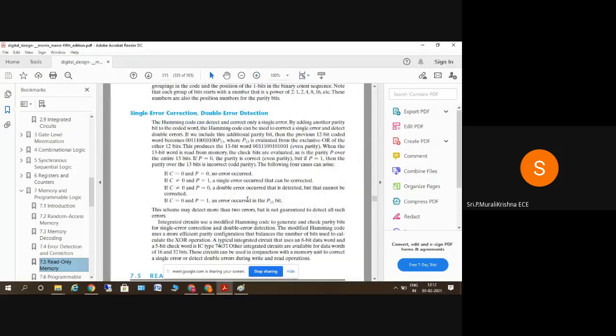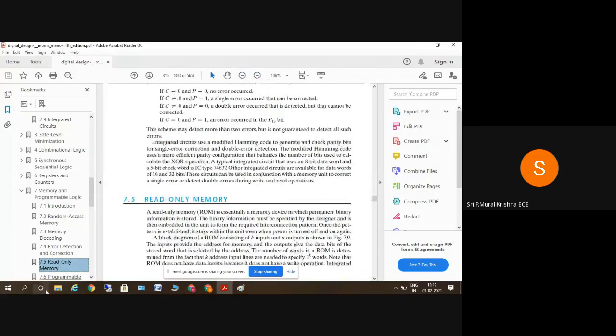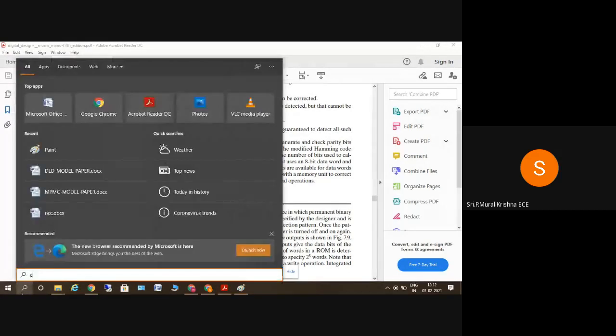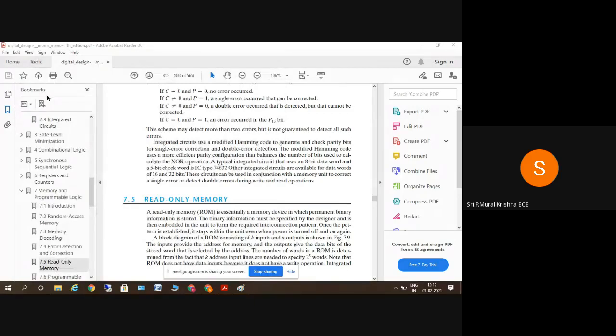So the read-only memory is for permanent storage. Permanent binary information is stored. Unlike RAM, which is volatile, here in read-only memory we have non-volatile data, so the data will not be erased. Whenever the power is gone, the information that is stored is permanent here.